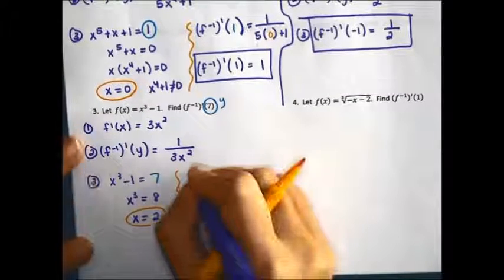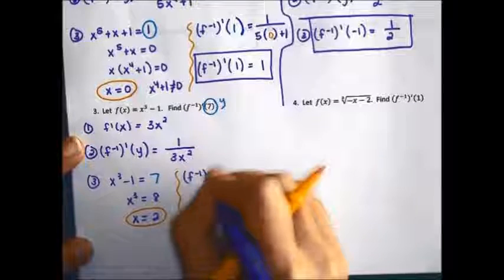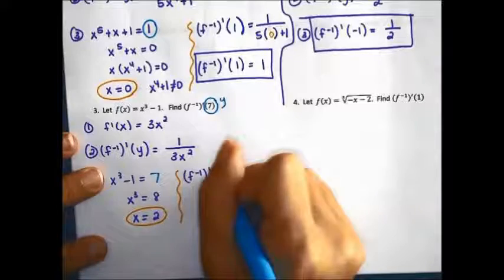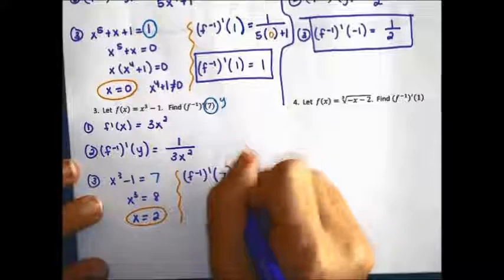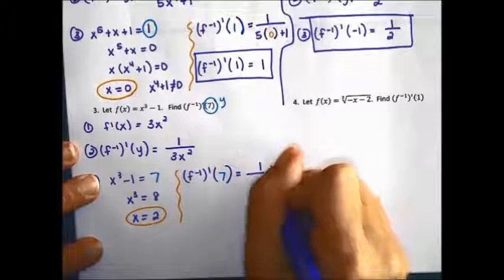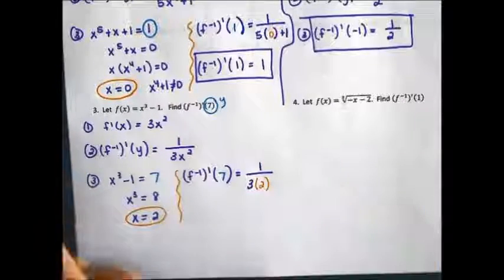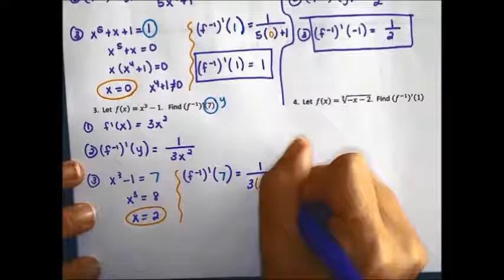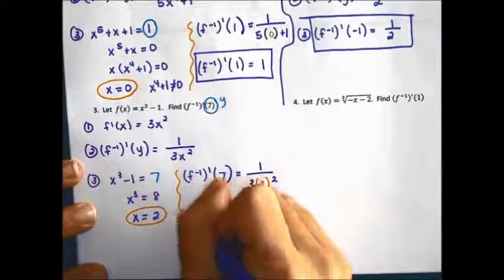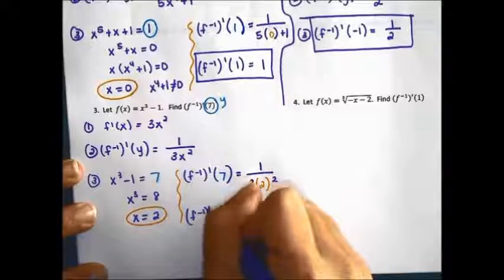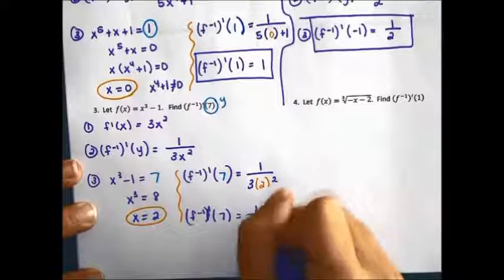So the inverse function's derivative at 7 is equal to 1 over 3 times the corresponding x gets plugged in squared, which means the inverse function's derivative at 7 would be 1 over 12.